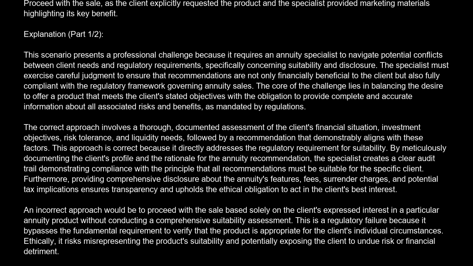This is a regulatory failure because it bypasses the fundamental requirement to verify that the product is appropriate for the client's individual circumstances. Ethically, it risks misrepresenting the product's suitability and potentially exposing the client to undue risk or financial detriment. Another incorrect approach would be to provide a superficial suitability assessment that does not adequately probe the client's financial sophistication or liquidity needs, especially if the client is elderly or has complex financial situations.